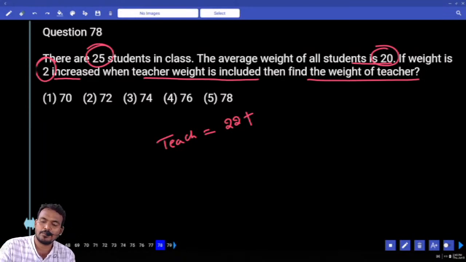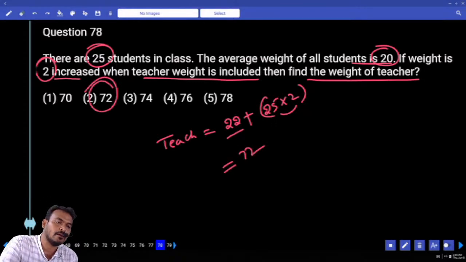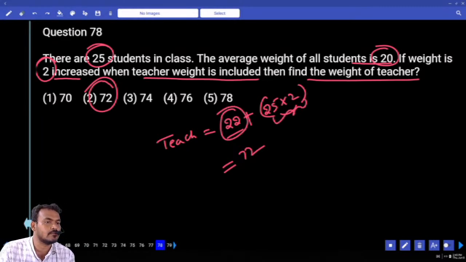Every person is how much value increased? 2. 25 persons, 25 into 2 is how much? 50. Plus 22 means 72. That is the teacher value. Added value is equal to new average plus increased value. What is the new average? 22 plus increased sum. Increased sum means number of students into increased average.